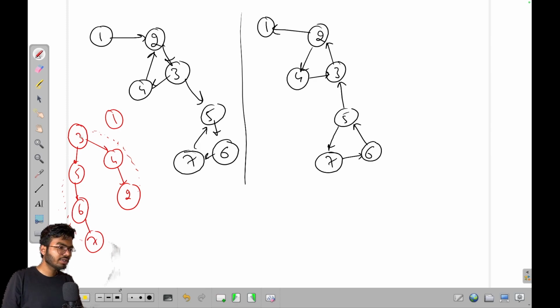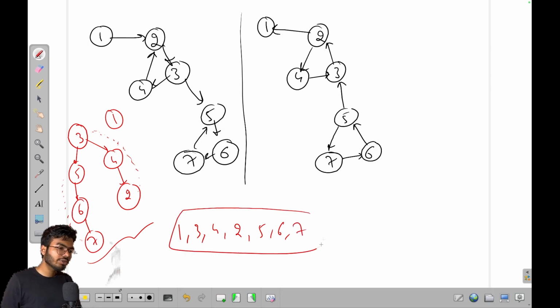Since the in-degree of 3 is not 0, I should visit 1 first. So the topological sort of this whole thing is like 1, then we have 3. Then I can take any of these, like 3, 5, 6, 7. No, there is a back edge for 5, so I can't take it like this. So the topological sort looks something like 1, 3, 4, 2, then we have 5, 6, 7. In this order only you should do your DFS in the reverse graph.